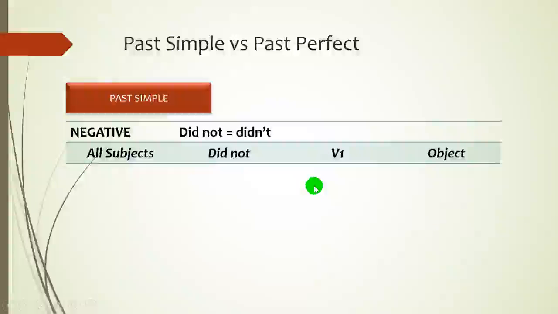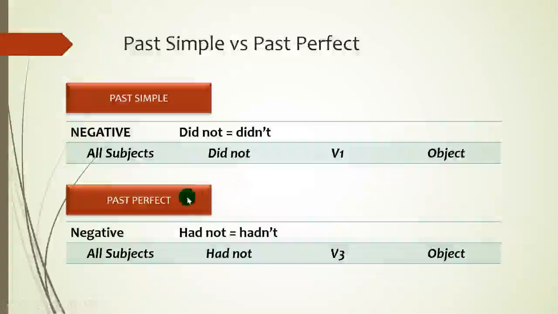The next one is for the negative. For the past simple, we have all subjects followed by did not as the auxiliary in the past simple. But then the verb goes back to the basic form, verb 1. Meanwhile, for past perfect, for the negative pattern, all subjects followed by hadn't, but still followed by verb 3.